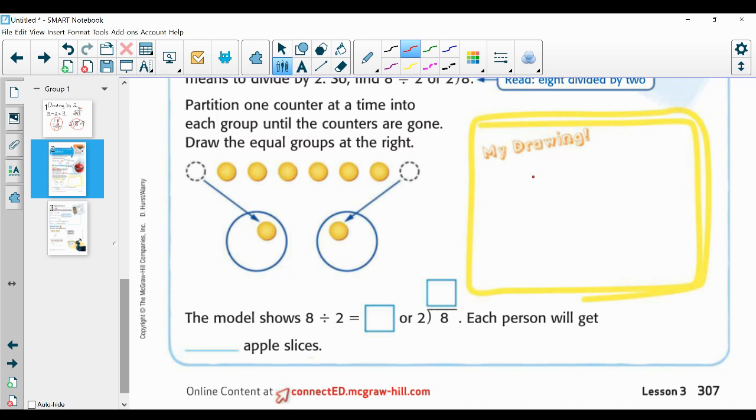So I'm going to go ahead and draw my 2 groups in my drawing space. And I have 1, 2, 3, 4, 5, 6, 7, 8.